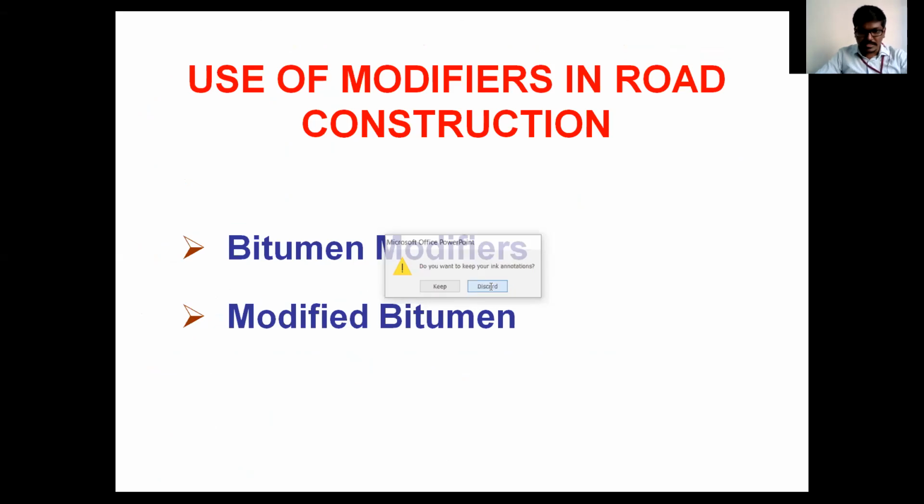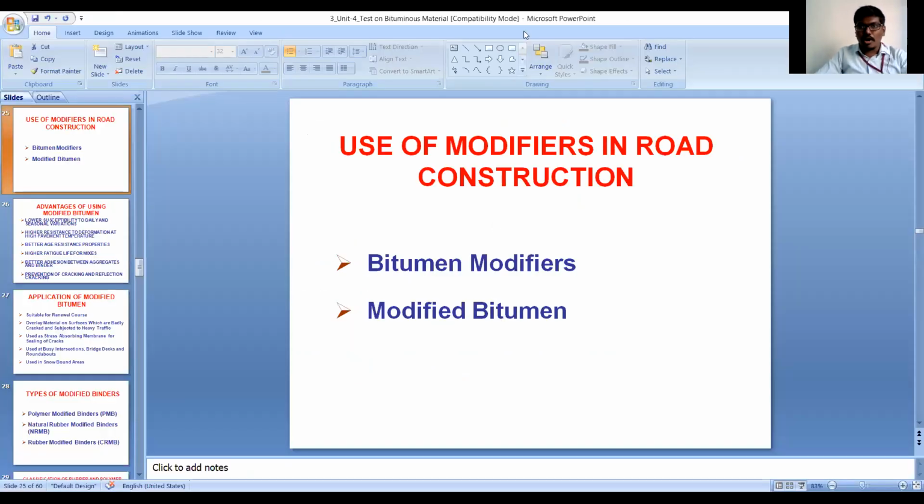Modified means whatever bitumen we talk about may not have proper strength, so we need to modify it. Even if any soil does not have proper strength, what do we do? We change it, right? In that way, we need to change the properties of the bitumen by adding some material. Those we call modified bituminous binder. We can say bitumen is also a bituminous binder. There is no difference in that.